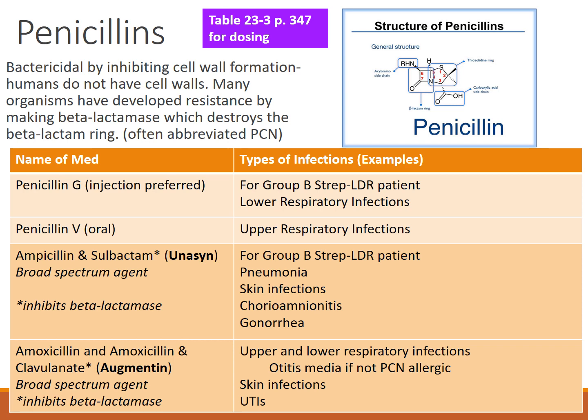Then we have the combination product, ampicillin and sulbactam, which is called Unasyn, and that's a little more broad spectrum. And the sulbactam, what that does is it inhibits beta-lactamase. So the beta-lactamase that the bacteria sends out as a defense? Well, the sulbactam inhibits that so that the ampicillin can actually do its original job. It's also used for group B strep and labor patients. It's used for pneumonia, skin infections, chorioamnionitis, gonorrhea.